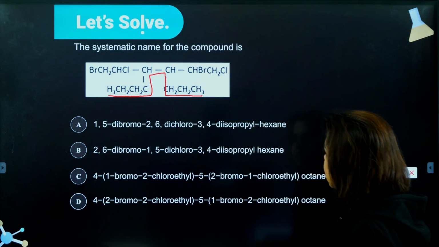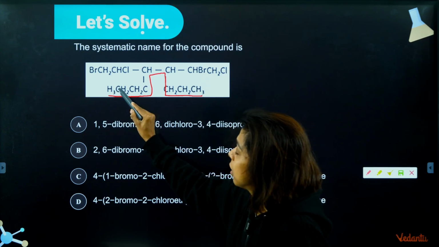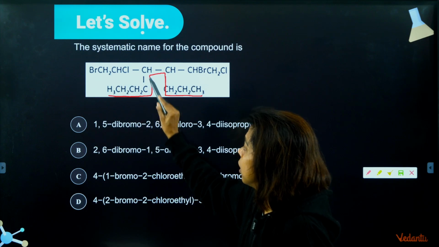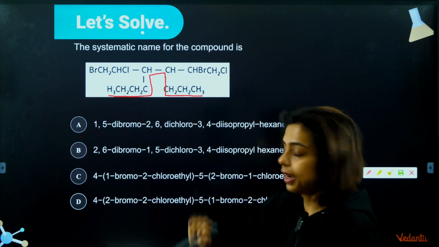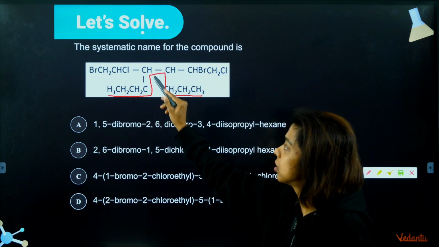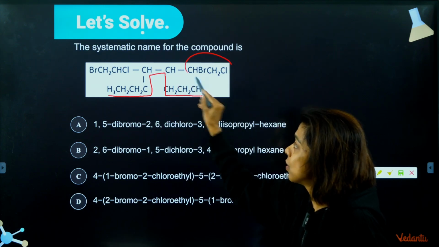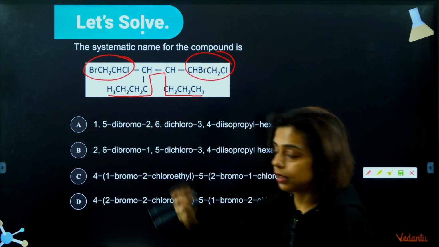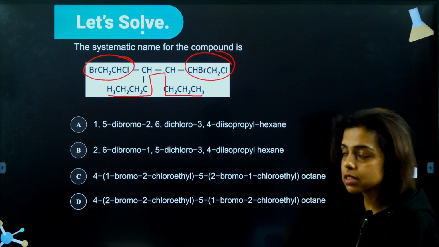Yes. Is it the parent chain? Not 9. 1, 2, 3, 4, 5, 6, 7, 8. An 8 carbon parent chain, right? Total 8 carbons in the parent chain. You can count, this is the longest chain. Now these will act as a substituent. Right? These will act as a substituent.